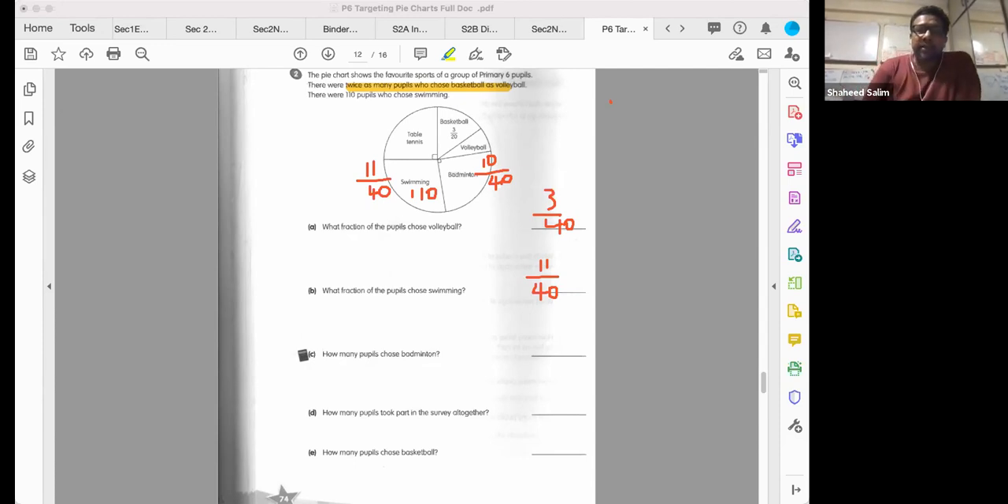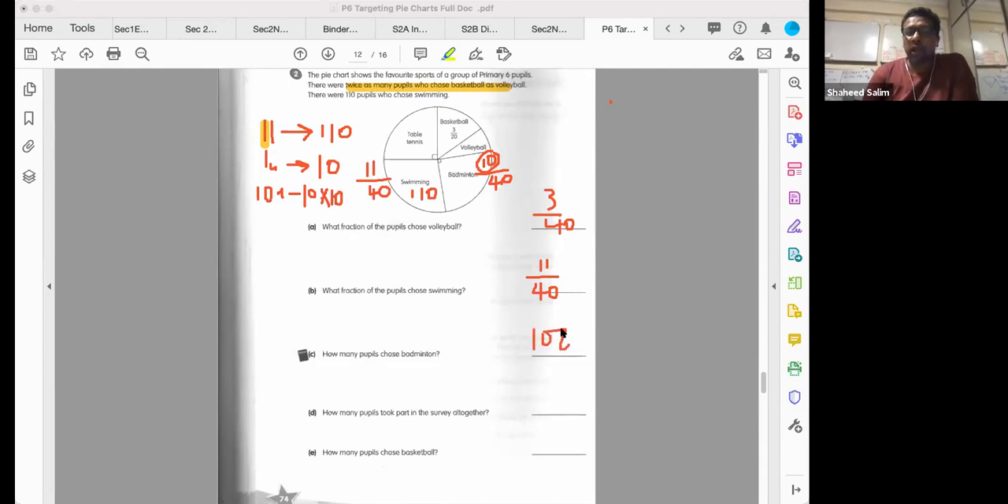I repeat, you can compare like that. There's no swimming, you say 11, right? 11/40. 11 parts is 110. 1 unit is how much? 1 unit is 10. Now you got 10 units. You want to know badminton 10 units? 10 units how much? 10 times 10. 100.